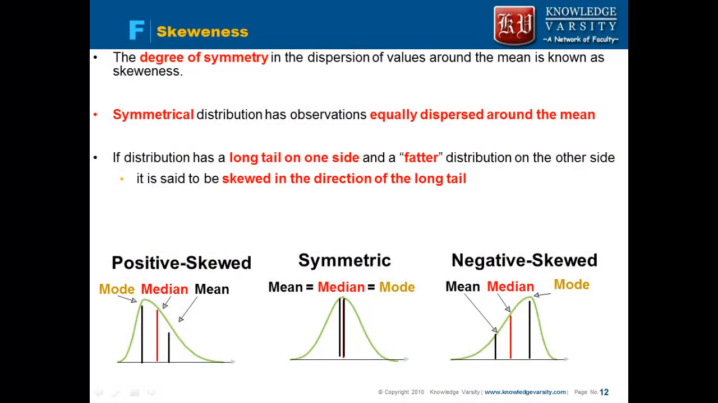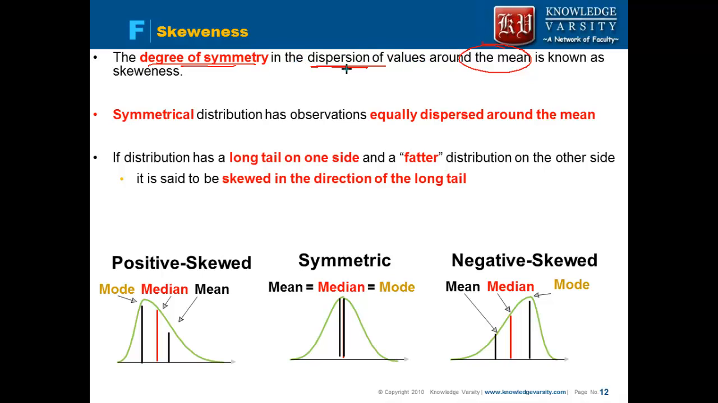Let us now try to understand skewness and kurtosis. First we'll see what skewness is. As per the dictionary definition, skewness means that something is not proper. Skewness measures the degree of symmetry in the dispersion of values around the mean. So it is a degree of symmetry around the mean, showing how the values are dispersed.